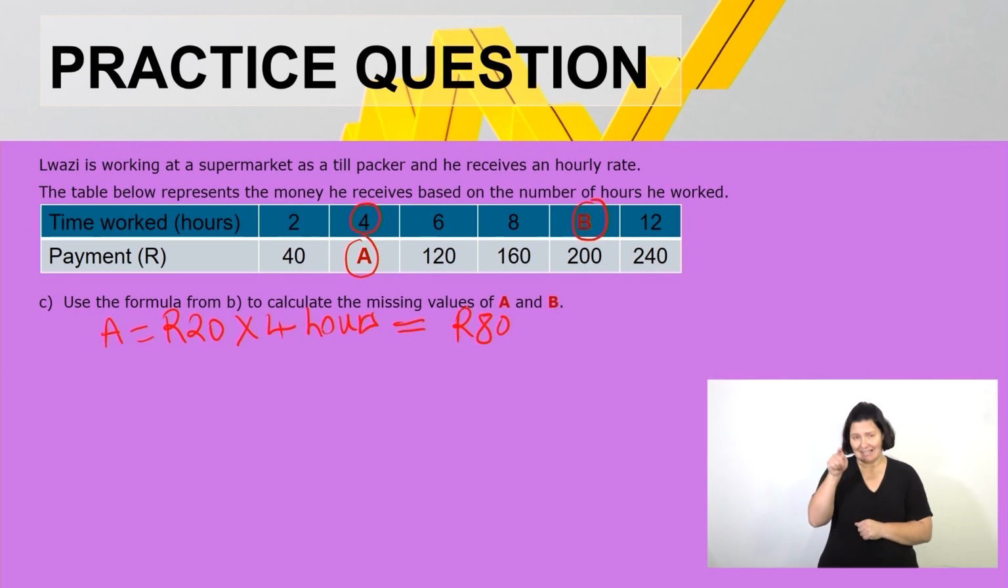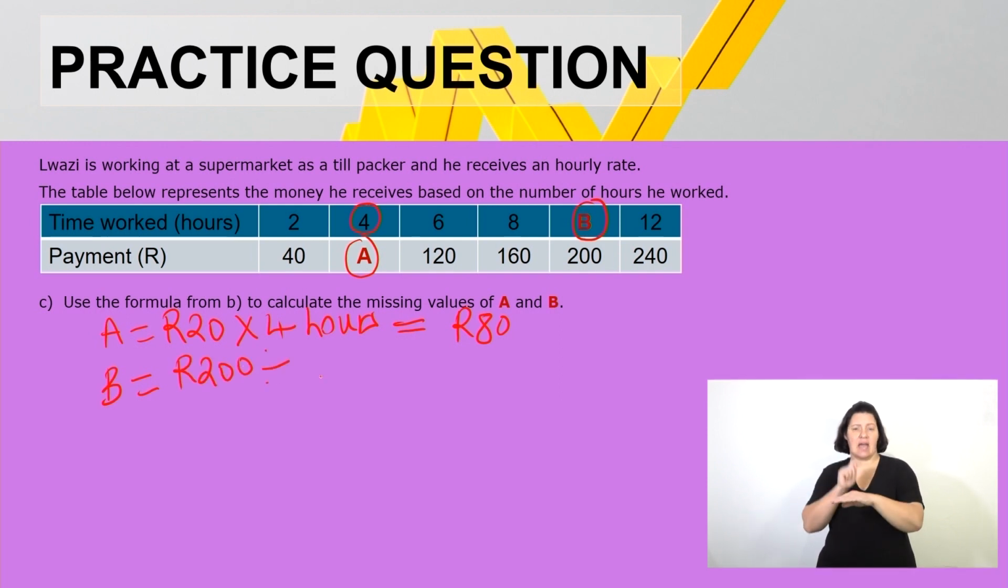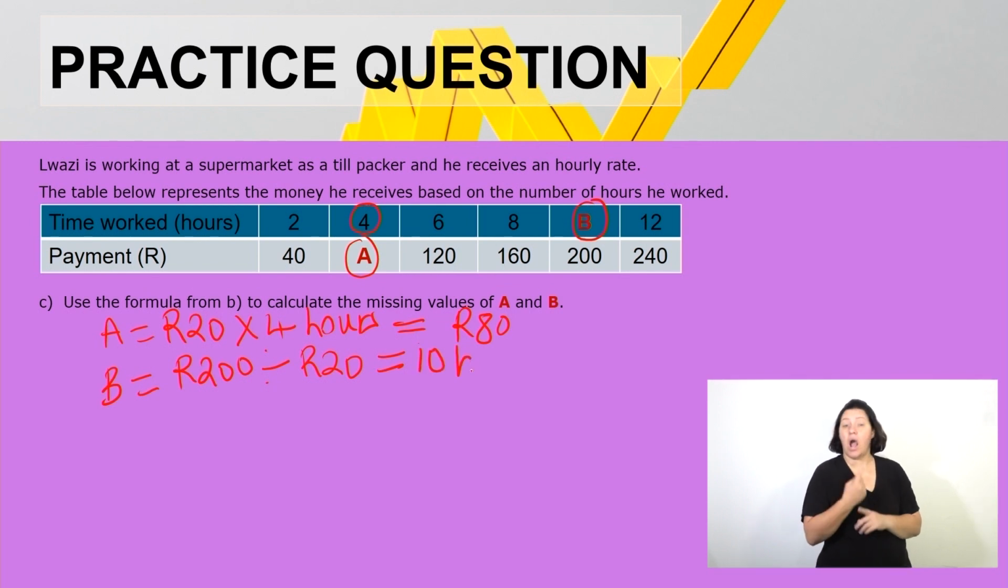And then this one, if Lwazi is paid 200 rands, for how many hours would he have worked? We can just say B is equal to 200 rands divided by 20 rands, which is the hourly rate. Let's calculate 200 divided by 20. They should have worked for, sorry, it's not amount, it should be hours. So it means Lwazi has worked for 10 hours.